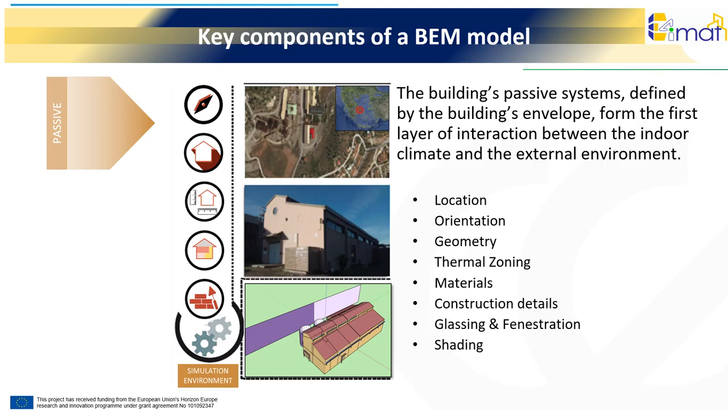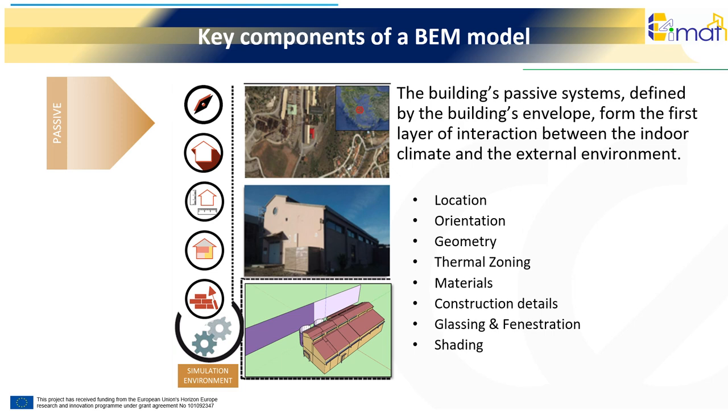The building's geometry and thermal zoning further define how internal spaces respond to outdoor conditions. Geometry affects the surface area to volume ratio, influencing heat gains and losses through the envelope, while thermal zoning determines different usage patterns inside the building, and therefore influences air movement, heat storage, and comfort.